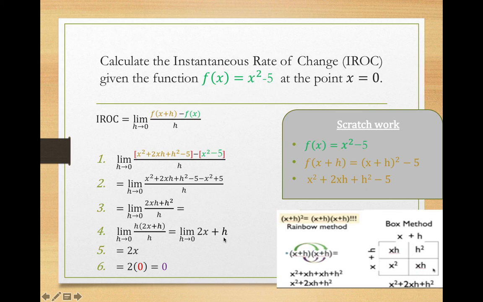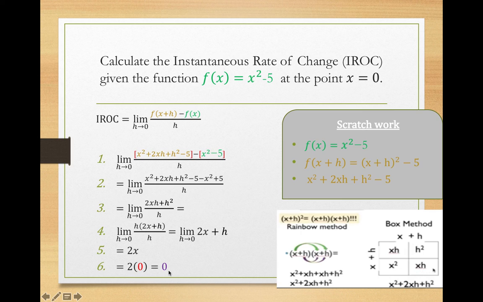Now we can substitute. If you remember, we couldn't plug in h equals 0 yet because there was division by 0. But now that we got rid of the h at the bottom, we can plug in h equals 0. So 2x plus 0 is just 2x. Lastly, we take the x value that they gave, x equals 0, and plug in 0. Sometimes x could be 1, it could be 2, whatever it is. That's what you're plugging in at step 6. 2 times 0 is 0.